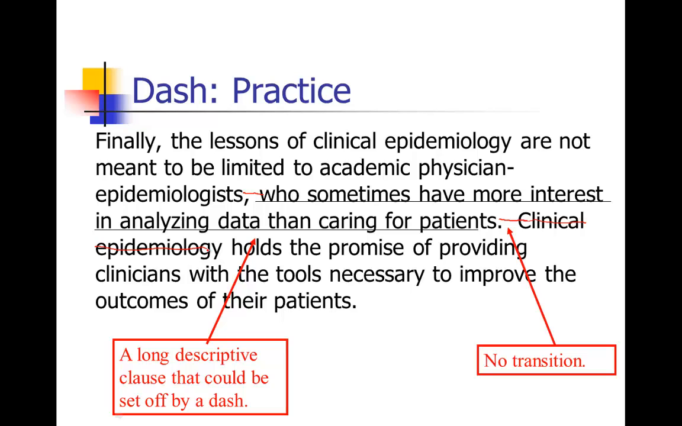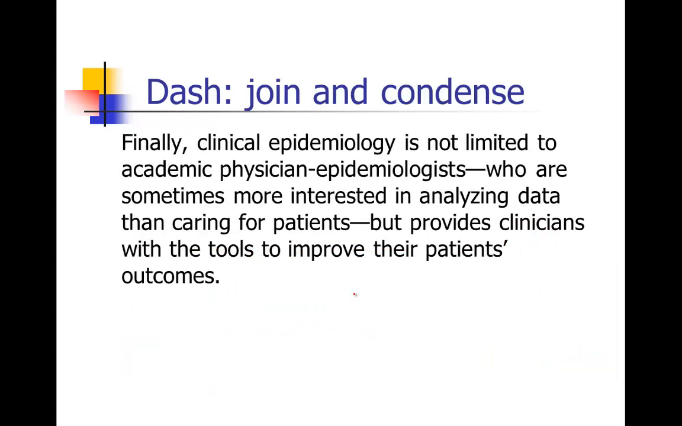We get this holds the promise of providing. Well, a really short way to say holds the promise of providing is just to say provides, be direct. You get provides clinicians with the tools necessary to improve. Well, how about just provides clinicians with the tools to improve? That word necessary is not necessary there. And then we get this, the outcomes of their patients. This is a case where you can get rid of a couple of words by saying, instead, patients' outcomes, with an apostrophe. So you dump a few words there. So there's a few ways we can tidy this up, as well as adding the dash there to join and condense.